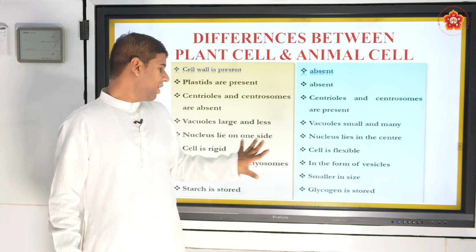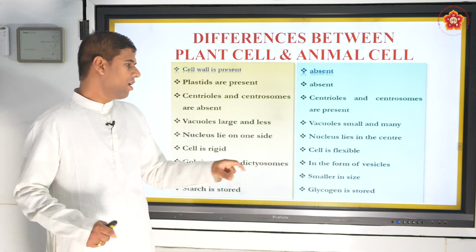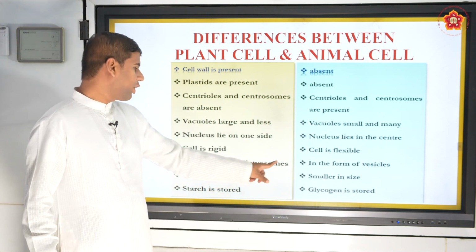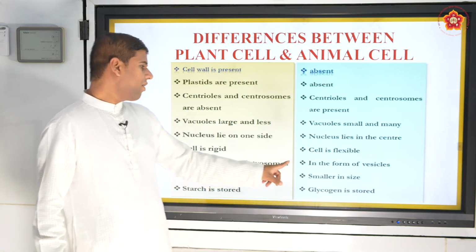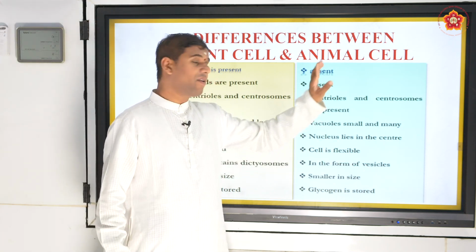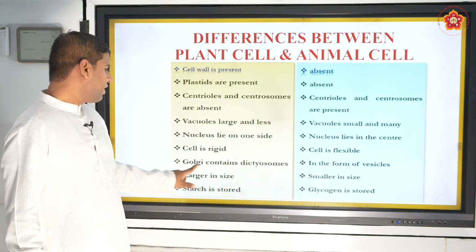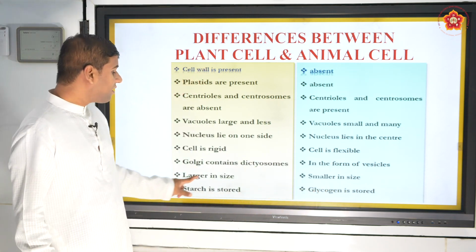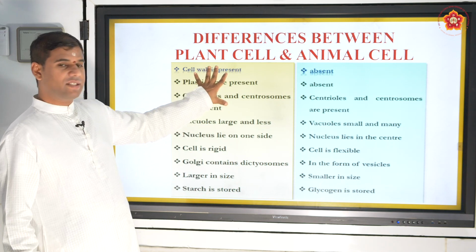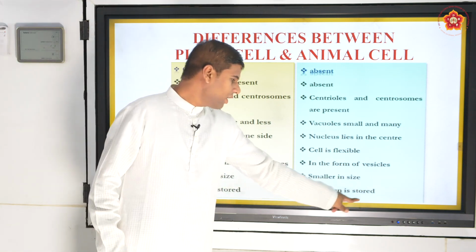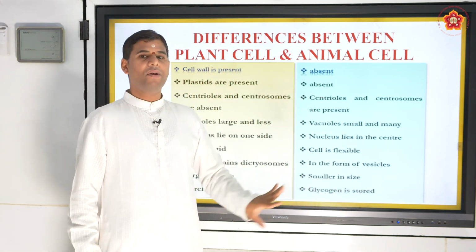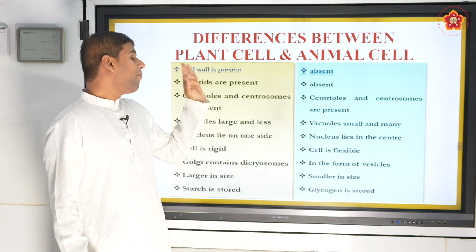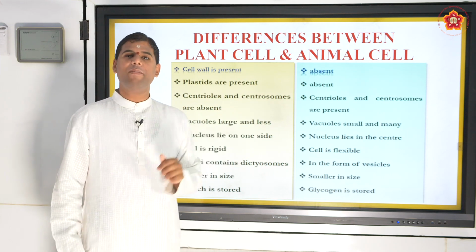This rigidity is why the plant cell is very rigid, while the animal cell is flexible. The Golgi contains dictyosomes in the plant cell, while here it is in the form of vesicles. This is larger in size, this is smaller in size. Starch is stored in the plant cell. Glycogen is stored in the animal cell. So these are the brief differences between the plant cell and the animal cell.